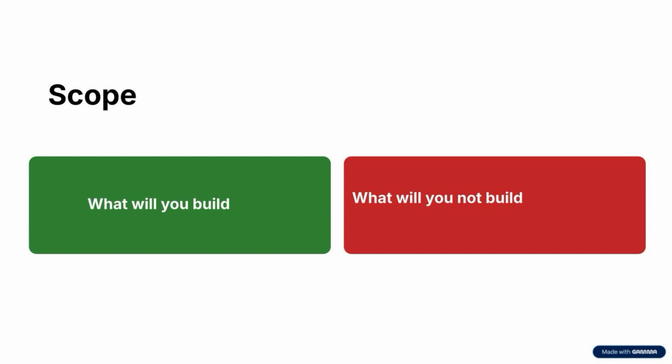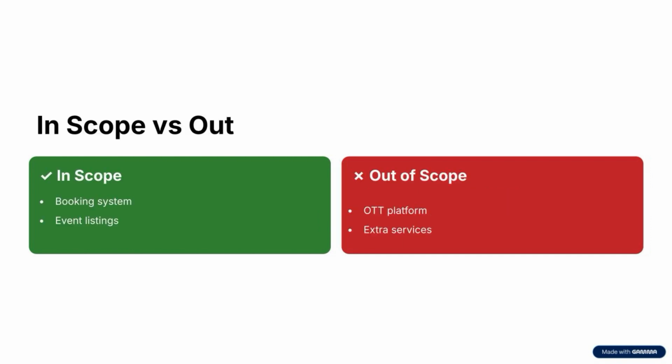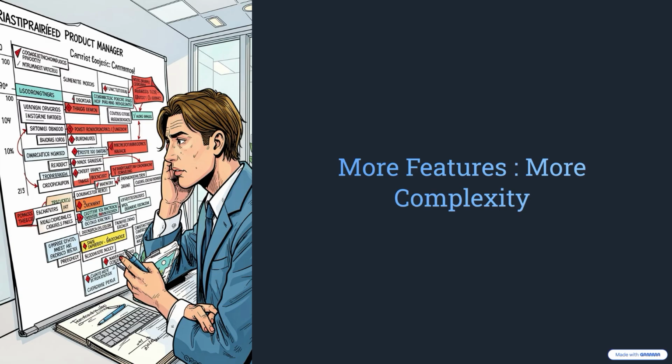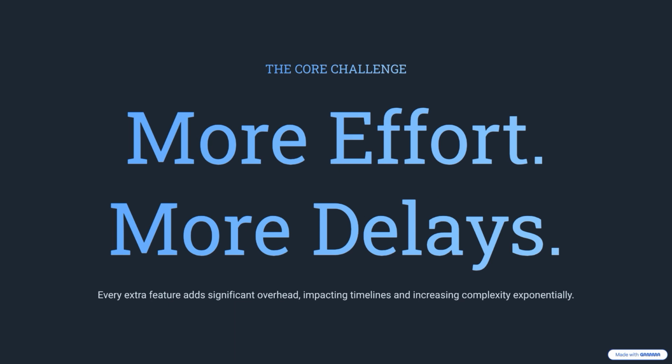The next step is scope. What will you build and what will you not build? In the beginning, you can think of listings, bookings, and payments as in scope, and not food delivery, OTT, events, or even gaming. Because every extra feature would mean more complexity, more dependencies, more testing, and well, more delays.